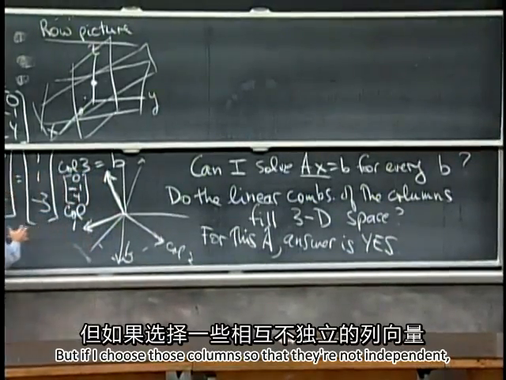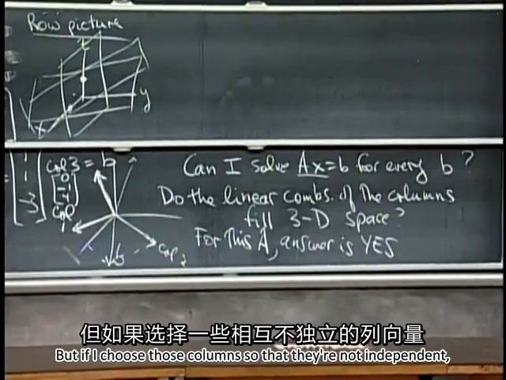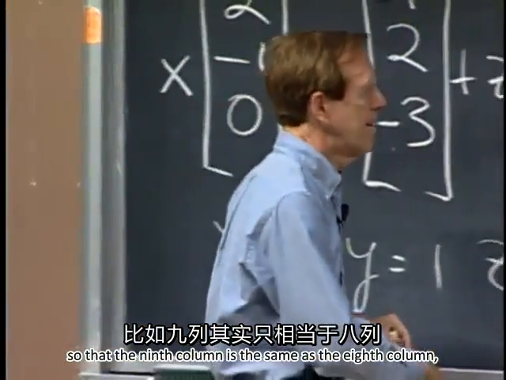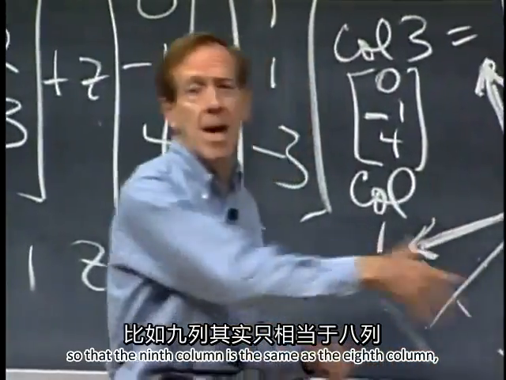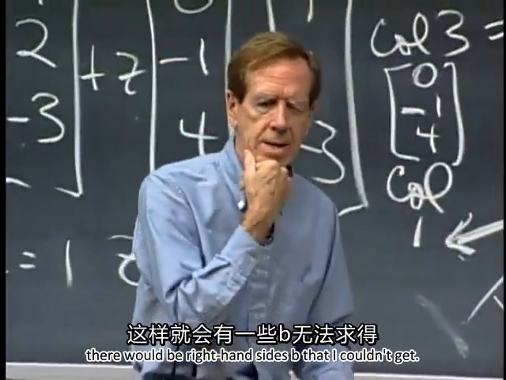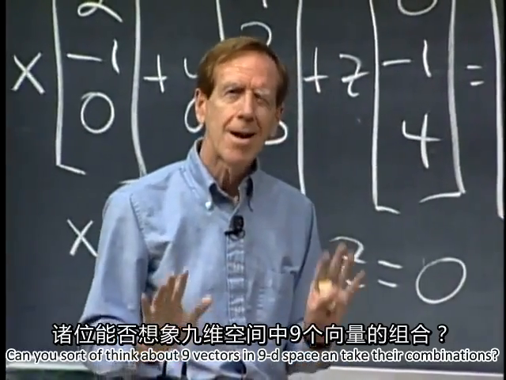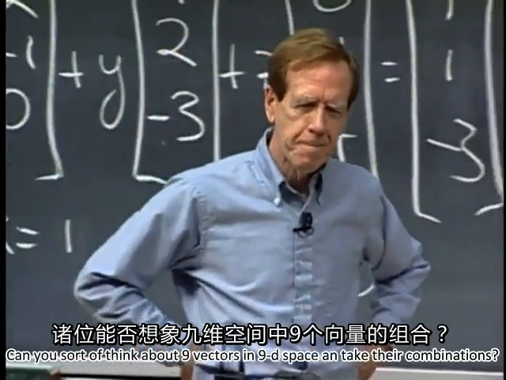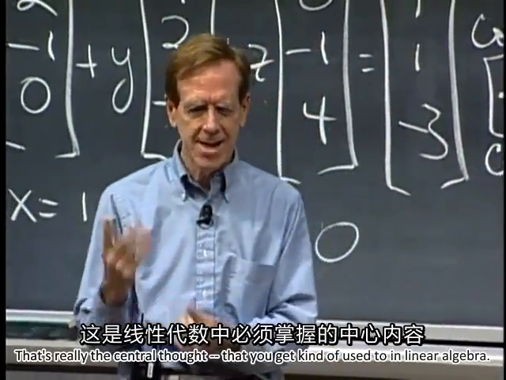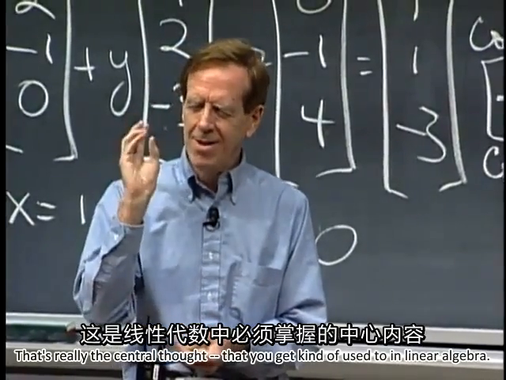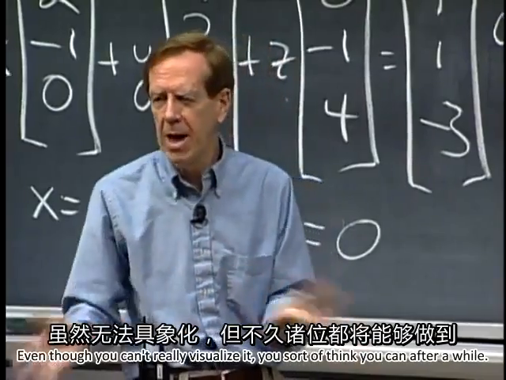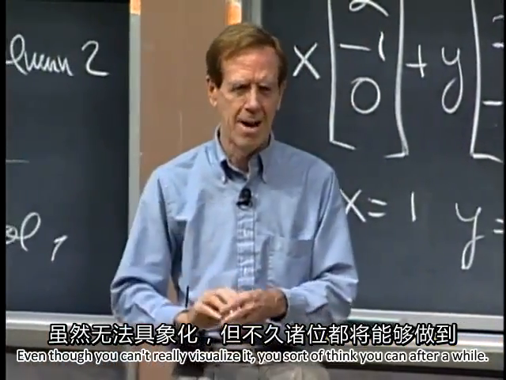But if I choose those columns so that they're not independent, so that the 9th column is the same as the 8th column, then it contributes nothing new, and there would be right-hand sides B that I couldn't get. Can you sort of think about 9 vectors in 9-dimensional space and take their combinations? That's really the central thought that you get kind of used to in linear algebra, even though you can't really visualize it, you sort of think you can after a while.